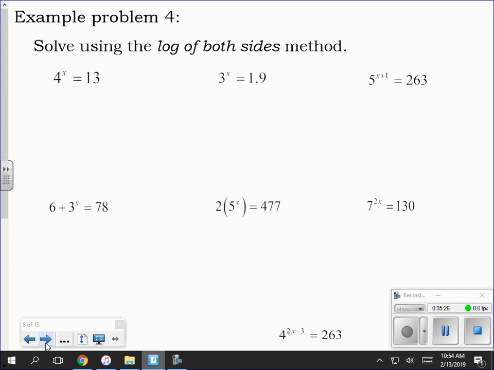Take the log of both sides, and we will be doing common logarithms, which is what the log button on your calculator is. So your first step is to take the log of both sides. So that gives me the log of 4 to the x equals the log of 13.